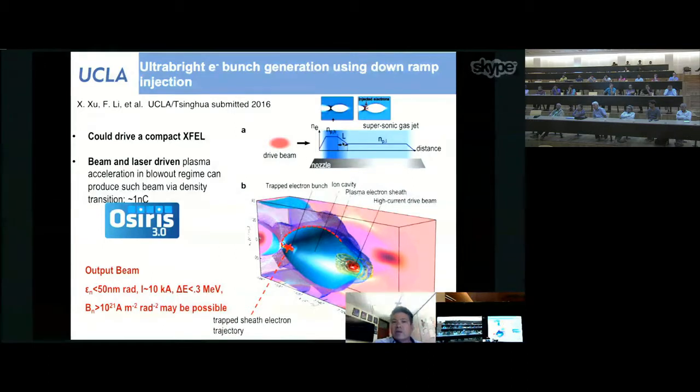So we have shown that this down ramp injection process in the blowout regime actually unexpectedly leads to incredibly low emittance beams on its own. And we're showing that you can make, with laser beams as well, brightnesses that are much, much higher than in any conventional photocathode. So this is pointing directions for making compact XFELs based on plasma-based acceleration.